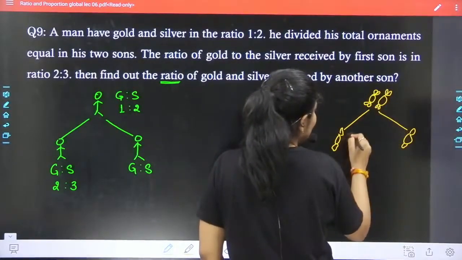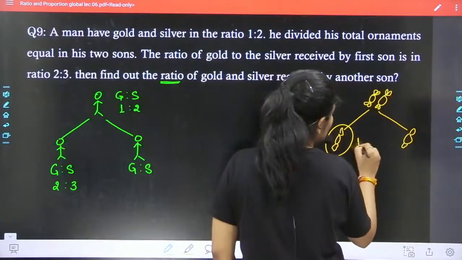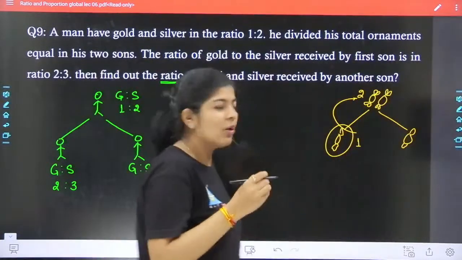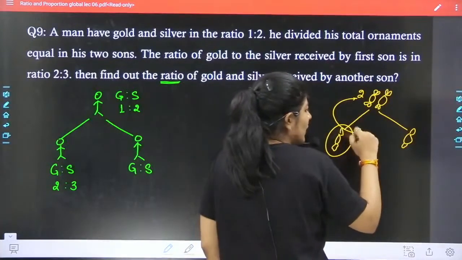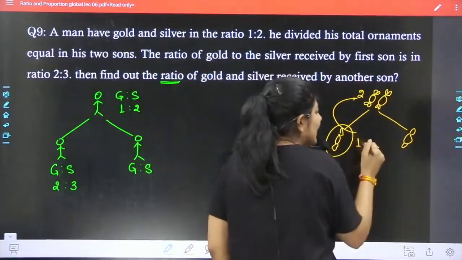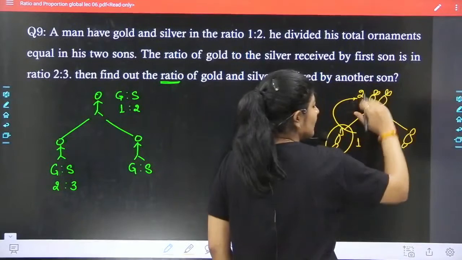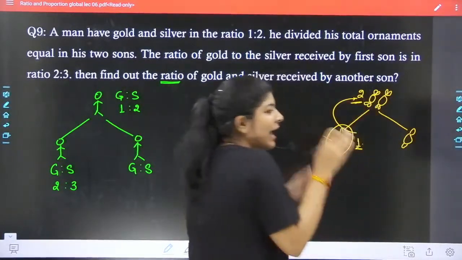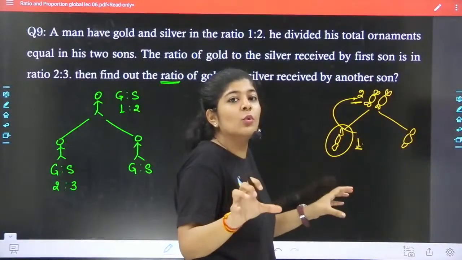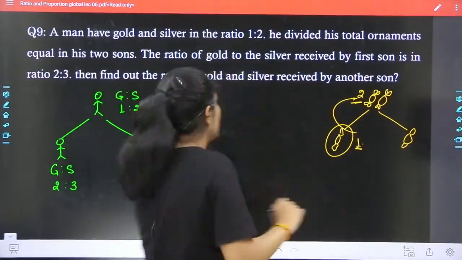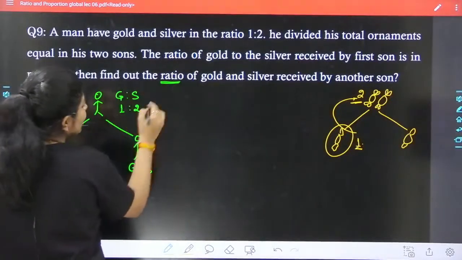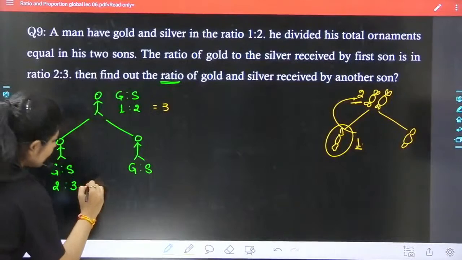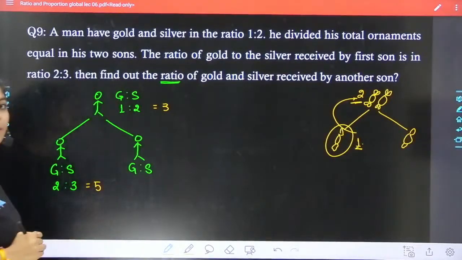I can say that if this value is equal to 1, then this should be equal to 2. If this value is 1, this value should be double of this, so I can simply divide it into two equal parts, right? Okay. If I total this, I'll get 3 here, and if I total this, I'll get 5 over here.